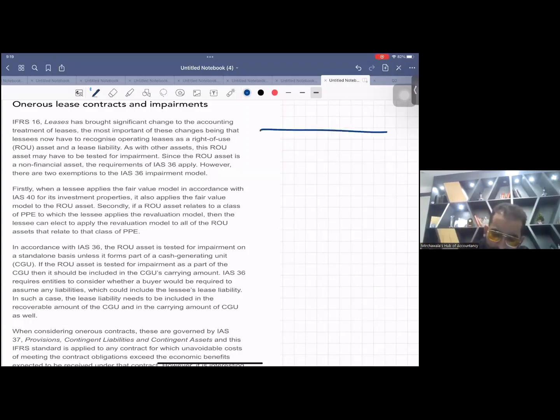So you make the entry: ROU debit and lease obligation credit. ROU debit and lease obligation credit.